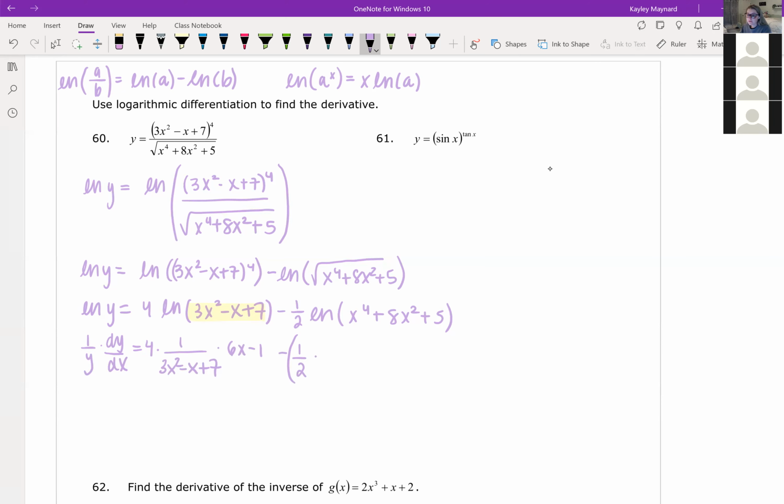So to do the derivative of ln of x to the 4th plus 8x squared plus 5, same process, chain rule. So we do 1 over this whole thing. And then we multiply it by the derivative of this inner piece. So who wants to give me the derivative of the inner piece this time? 4x to the 3rd plus 16x. Yep, perfect.